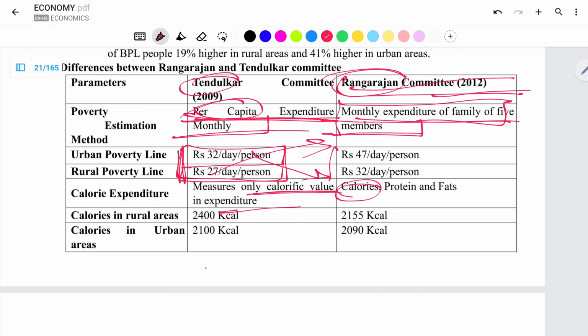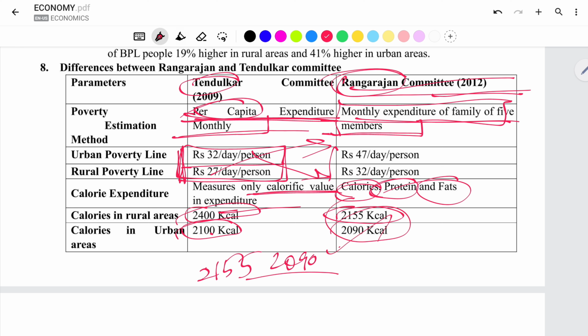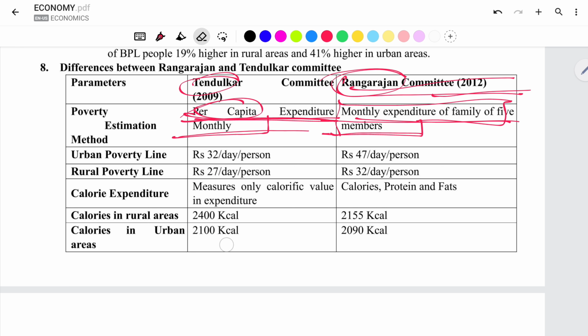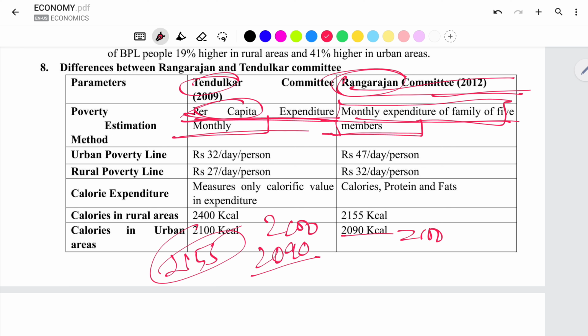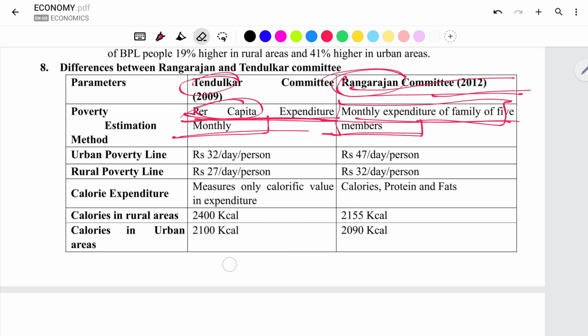Calorie value and calories, proteins and fat. 2400, 2100, right? 2155 and 2090. He just wants us to put a lot of effort into remembering. That is why he gave like 2155, 2090. Right. Remaining all, if you say 2100, they could have rounded off to 2100, right? And this might be like 2150 or even 2200. But he wants us to put a little effort into remembering. That is why the Rangarajan committee has given 2155 and 2090.